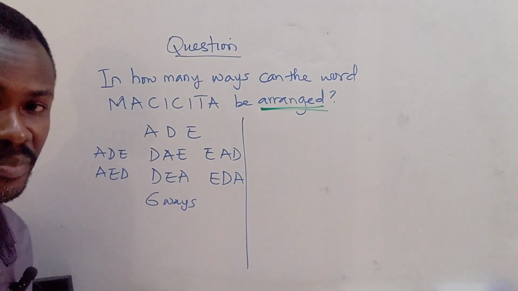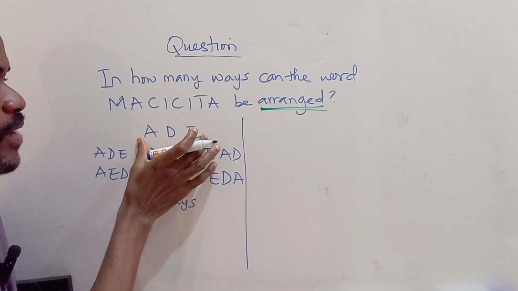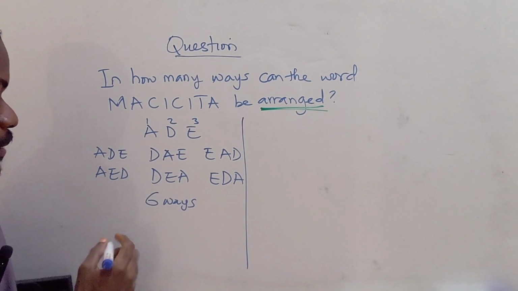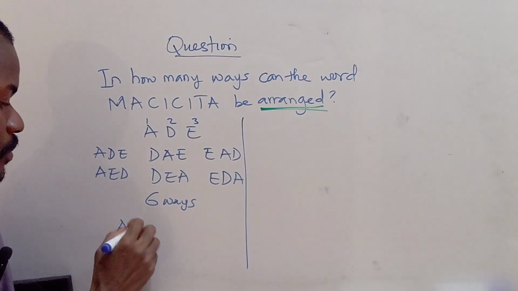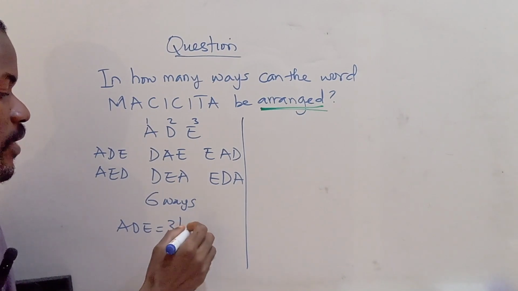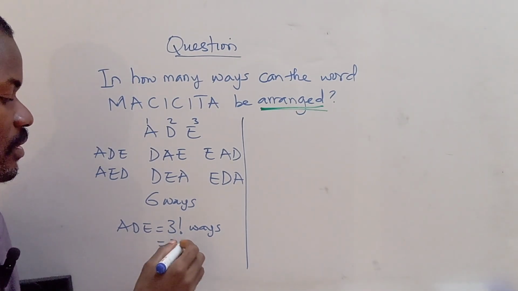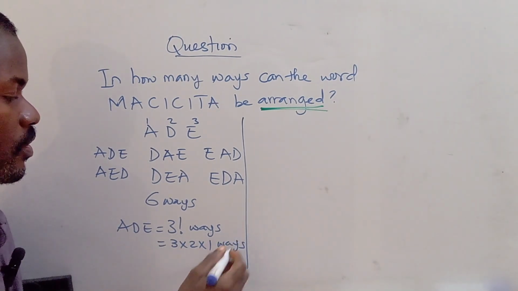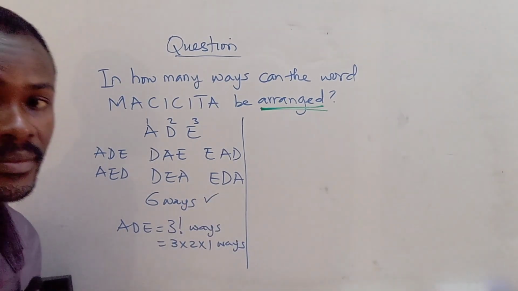So the number of ways here is 6 ways. What it means is, since the letters are 1, 2, 3, the word can be arranged in 3 factorial ways. So what this means is 3 times 2 times 1 ways. Of course, 3 times 2 is 6, and 6 times 1 is still 6 ways.